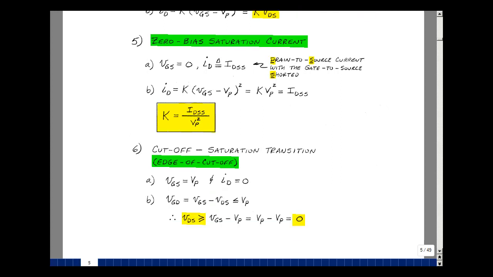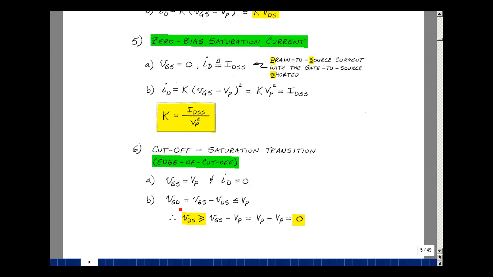We could also have an intersection of the saturation model with the cutoff model, and I'm going to call that the edge of cutoff. When you're in cutoff or saturation, the gate to drain in both cases is less than or equal to pinch off. But when you're in cutoff, the gate source is less than or equal to pinch off, and when you're in saturation, it's greater than or equal to pinch off. Intersection is the equality: the gate source voltage equal to pinch off voltage. When we're in cutoff, the drain current is 0, and if you plug in that the gate source equals the pinch off in our saturation equation, you also get 0.